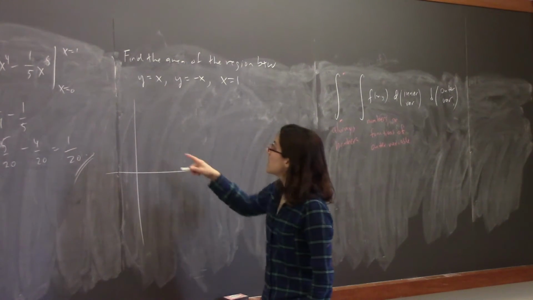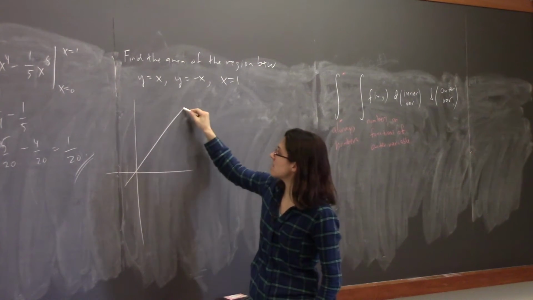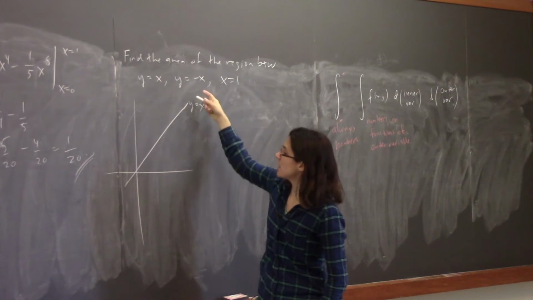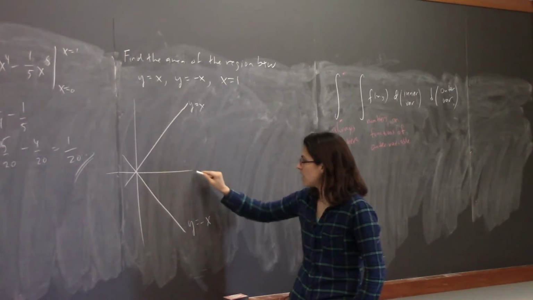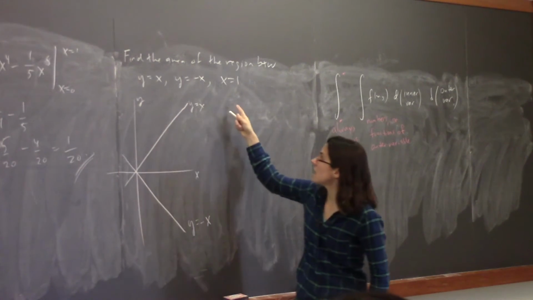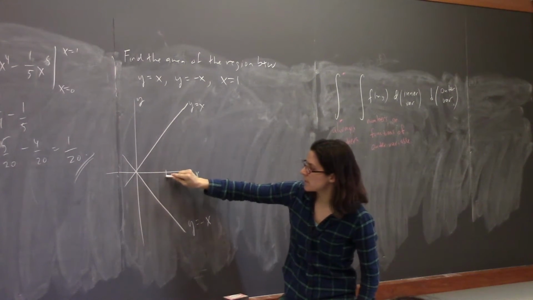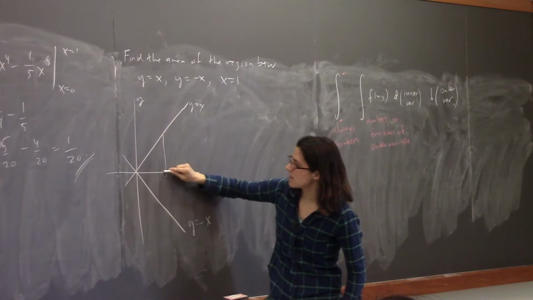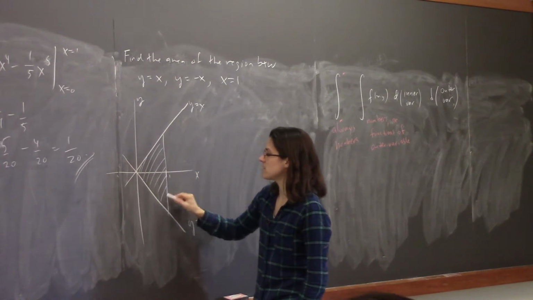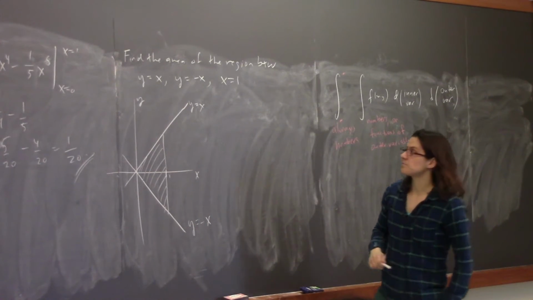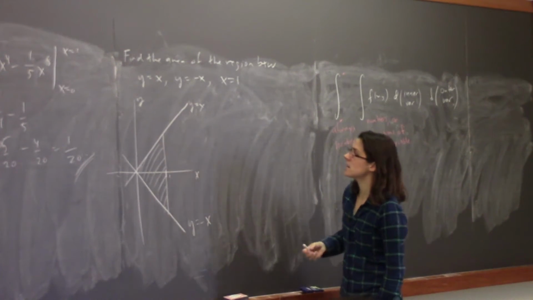Okay? Y equals x looks like this. Y equals negative x looks like this. And x equals 1, I have to pick where 1 is. I say that it's here. X equals 1 looks like this. So, oh yes, there is a region bounded by those, and there it is. So we want to find the area of the region.